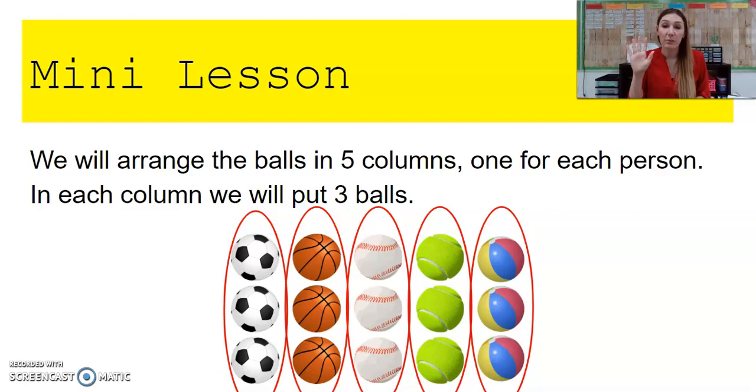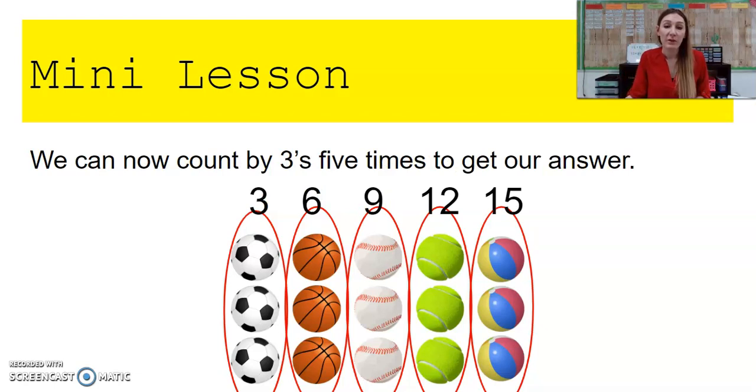So 5 columns, 1 for each person. In each column, we'll put 3 balls because each person gets 3 balls out. We can now count by 3s 5 times to get our answer. 3, 6, 9, 12, 15.